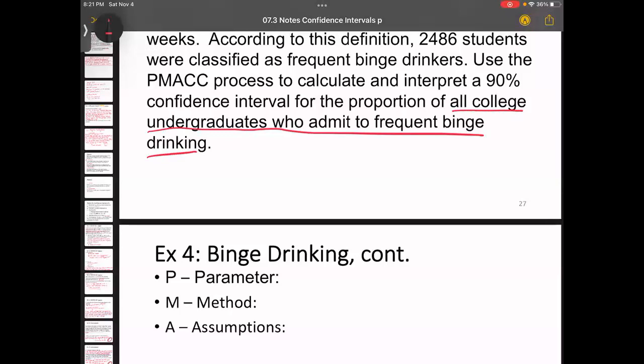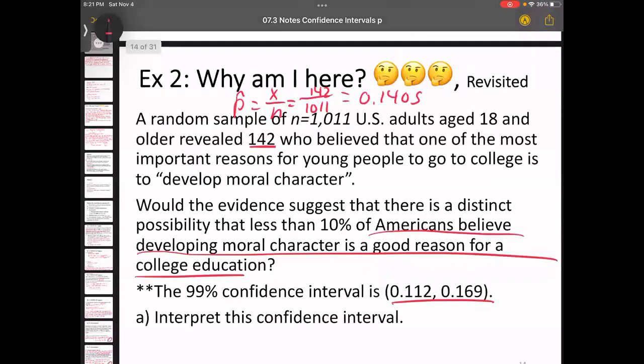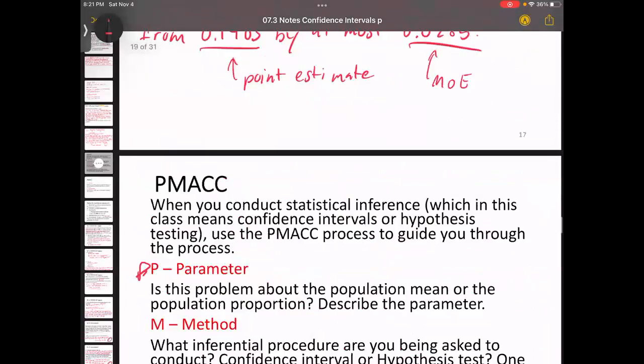It's the proportion of US college students, and I guess I should be really clear. Whoops. Go back.